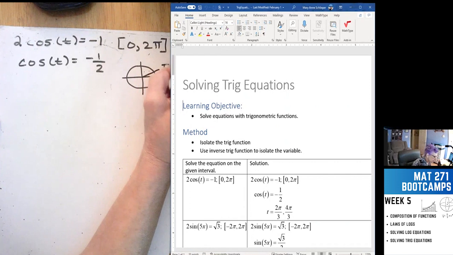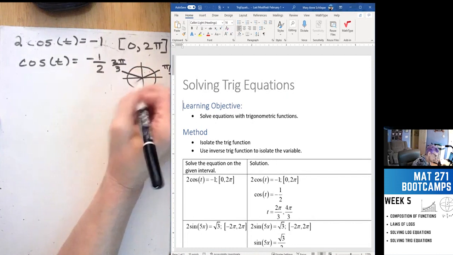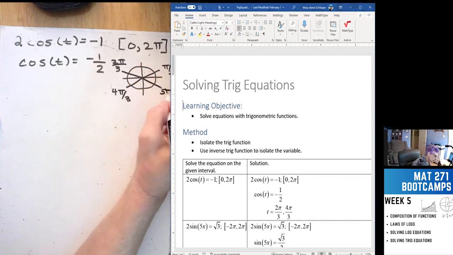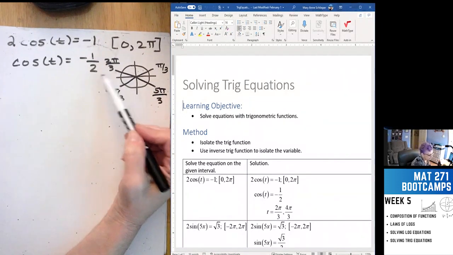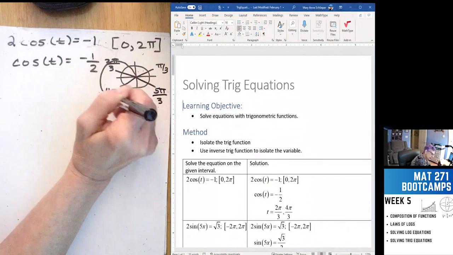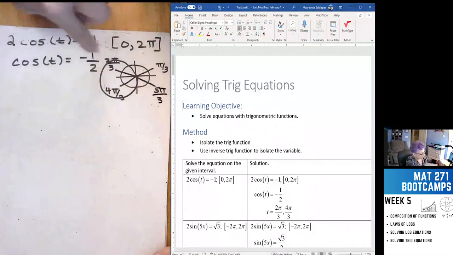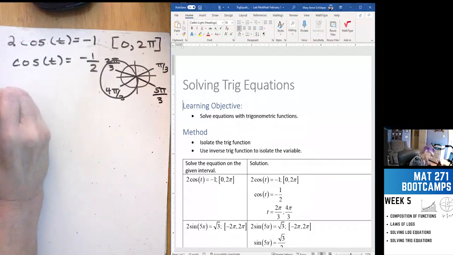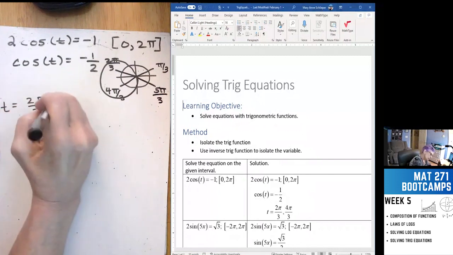So pi over 3, 2 pi over 3, 4 pi over 3, 5 pi over 3. And cosine is negative anytime we're to the left of the y-axis. So cosine of t is equal to -1/2 when t is equal to 2 pi over 3.